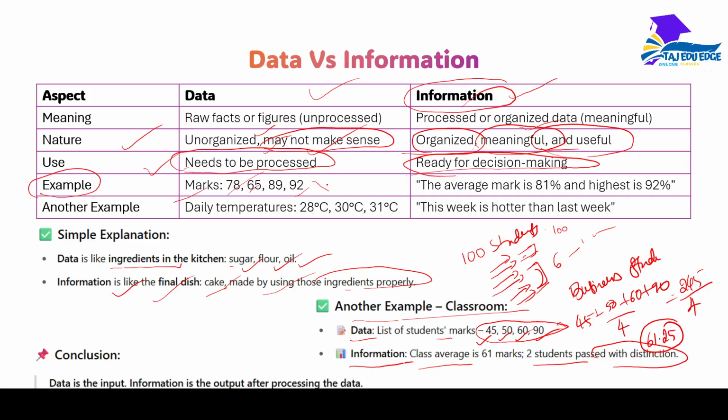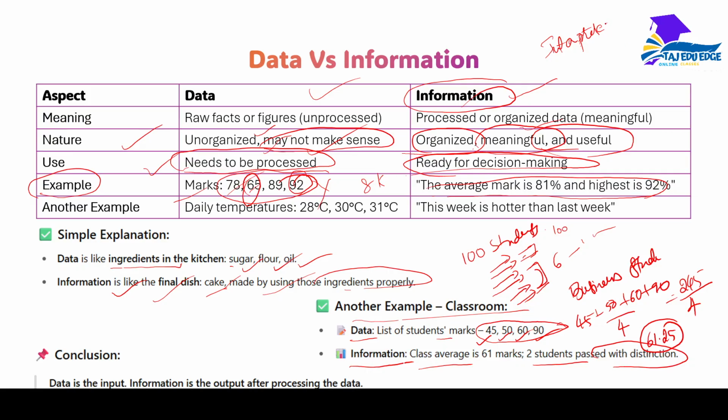So the numbers which we can't use without organizing, analyzing and interpreting remain data. Information is like: the average marks is 81% and the highest is 92%. If you add all these four numbers, the average marks will be 81%, and out of this 92% is the highest, 65 is the lowest. Like this, if we can interpret something, meaning understand something, the meaning of interpretation is understanding. So you need to understand the meanings here when you are learning statistics.